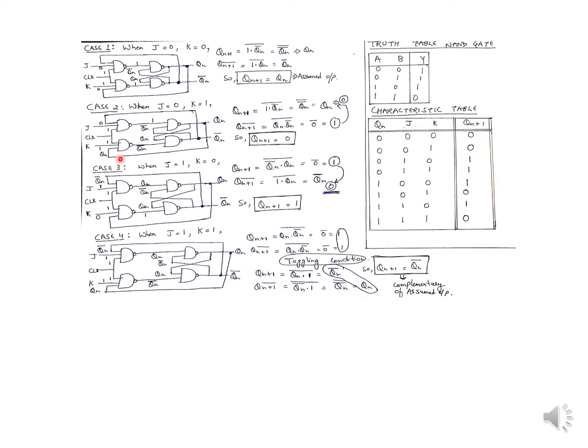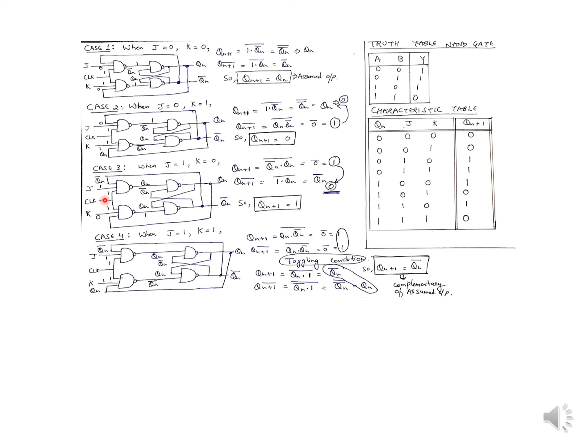Okay, now we will talk about case 3. As you can see, this is case 3, when J equals 1 and K equals 0. Now here we have again drawn this J-K flip-flop diagram, and you can see J equals 1, K equals 0. Clock pulse, as usual, is high, 1 and 1. Now from this NAND gate we can already get the output because one of the inputs is 0, so the output is 1 here.